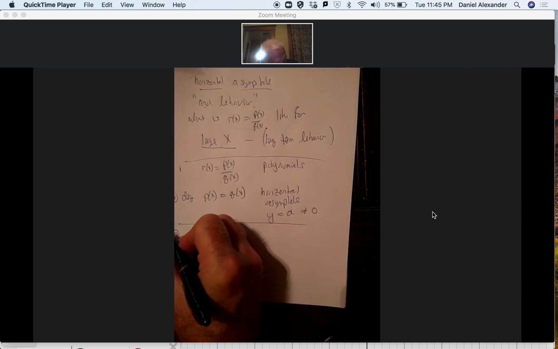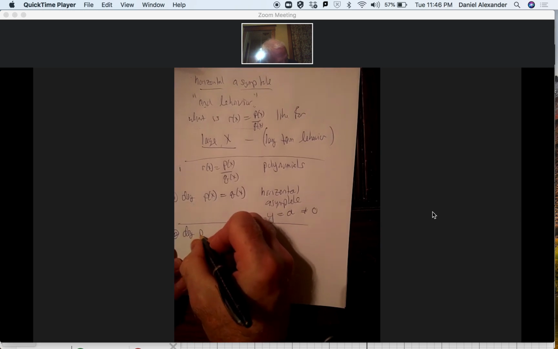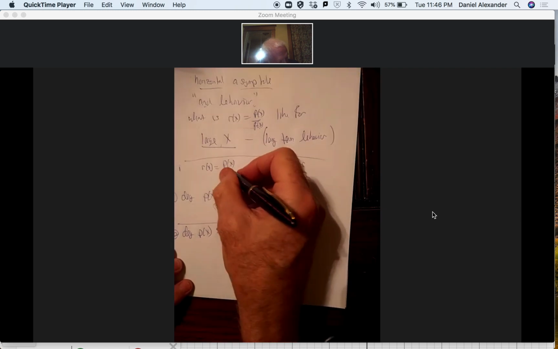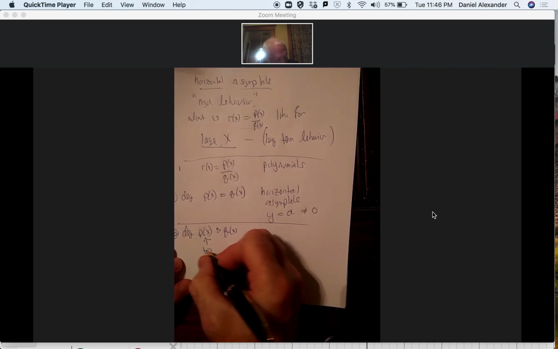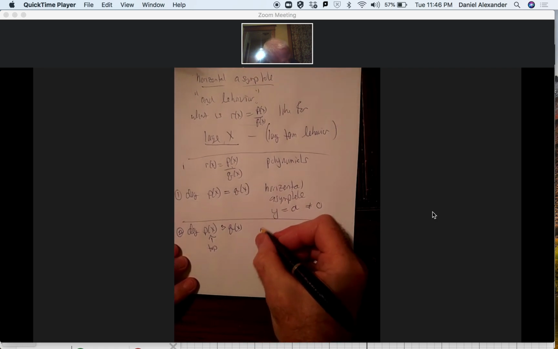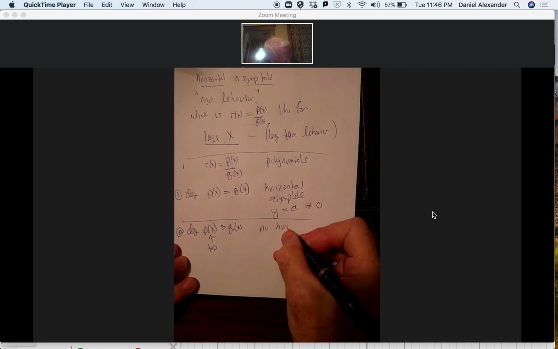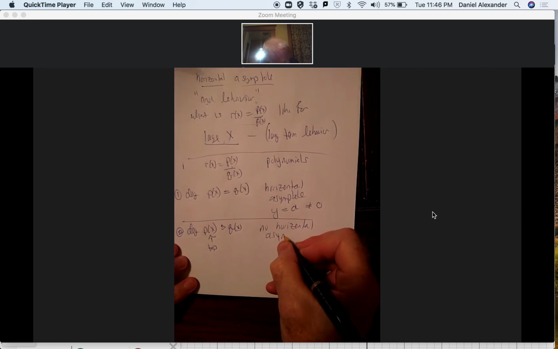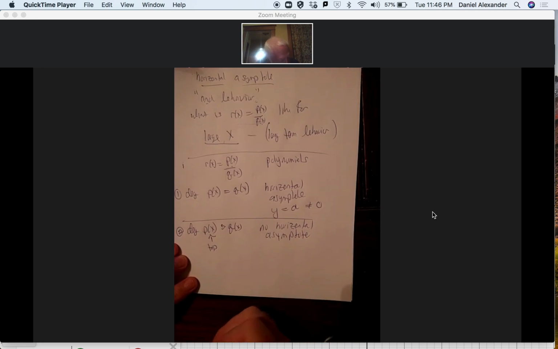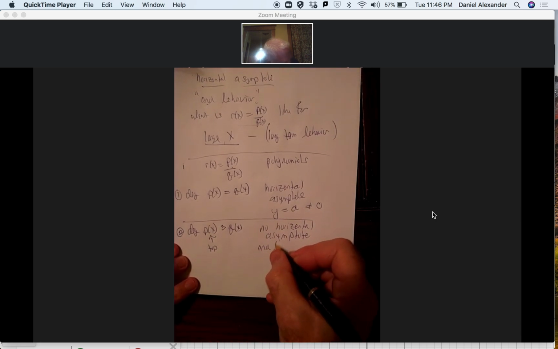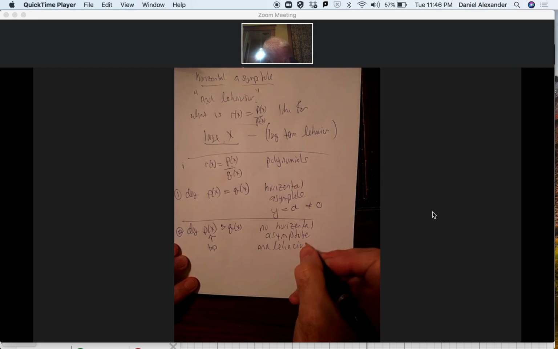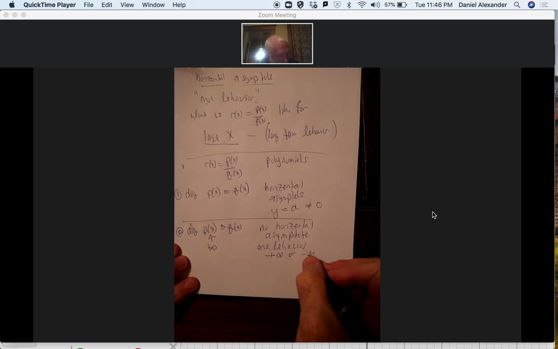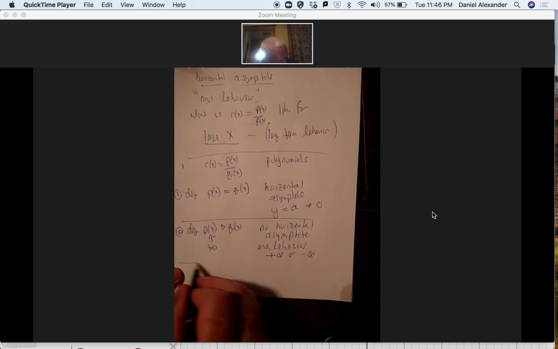The second case is where the degree of p of x is greater than the degree of q of x. So the degree on the top is higher than the degree on the bottom, and here there's no horizontal asymptote. The graph's end behavior is either going to be plus infinity or minus infinity. Again, I'll go over that and how you can tell.